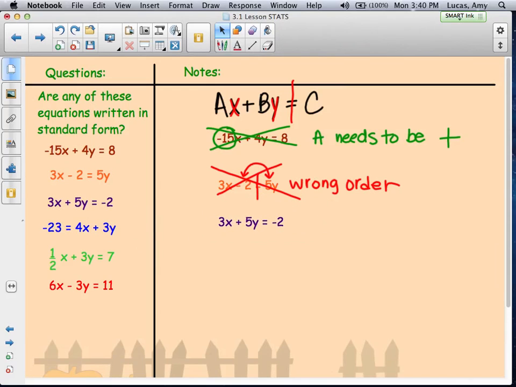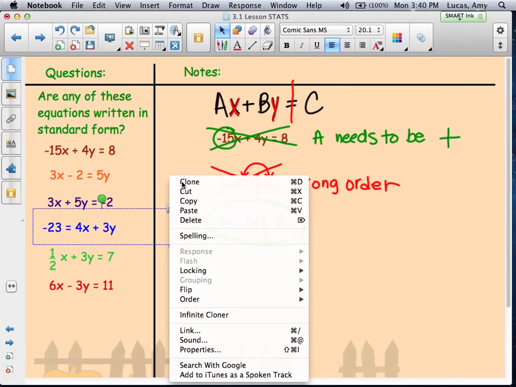The next one. Looks like it's in order. Look at where my train track would be. X, Y. I've got a negative on the 2. C can be negative. It was just A that can't be negative. So I think I found my first winner. Yes, that one is in standard form.